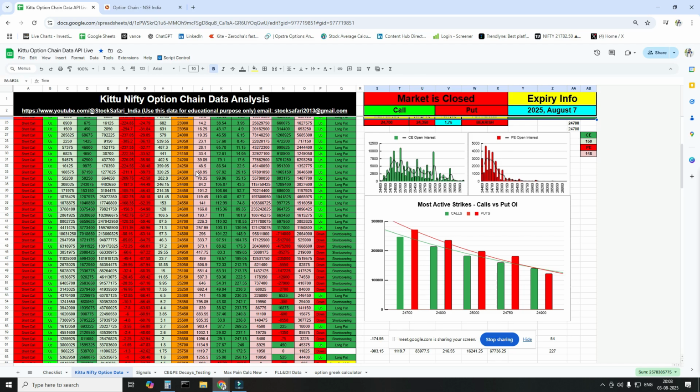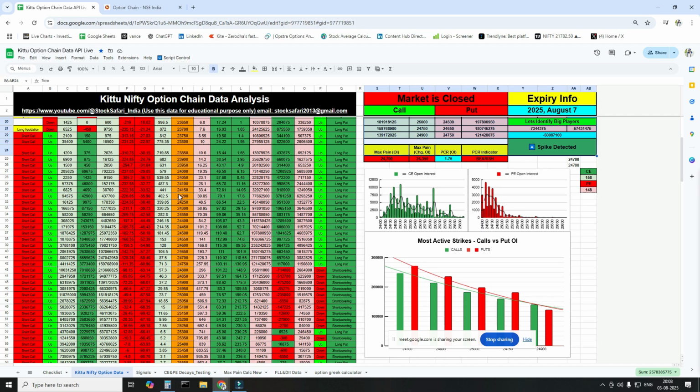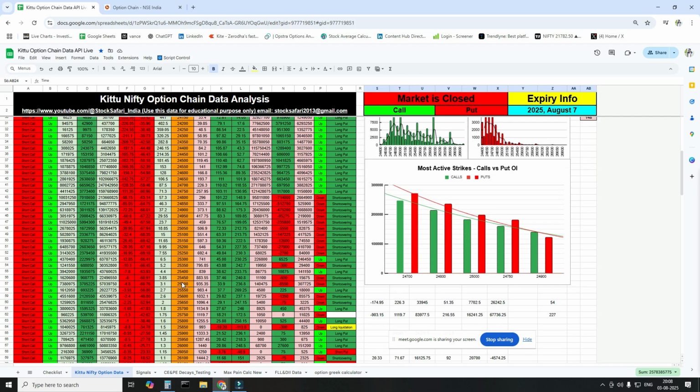Okay, so first of all we need to understand open interest, and then change in open interest. Open interest is how many contracts are building in a particular segment on a particular day. Let us take 25,000 here. As you can see, the highlighted area at 25,000 is the open interest. That means by the end of the day a certain number of open interests have been built.